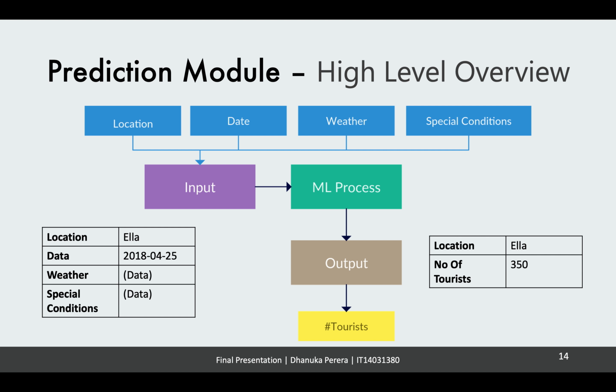As inputs, we are taking location, date, weather condition, and special conditions. In the module, we are combining all these inputs and passing them into a machine learning algorithm. In the algorithm, we are going to predict the number of tourists in a specific location and produce the output as the number of tourists. So these are the sample input and output of the algorithm.